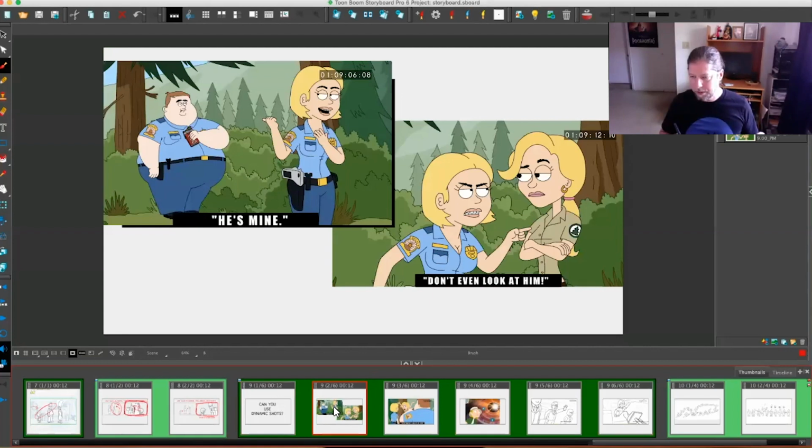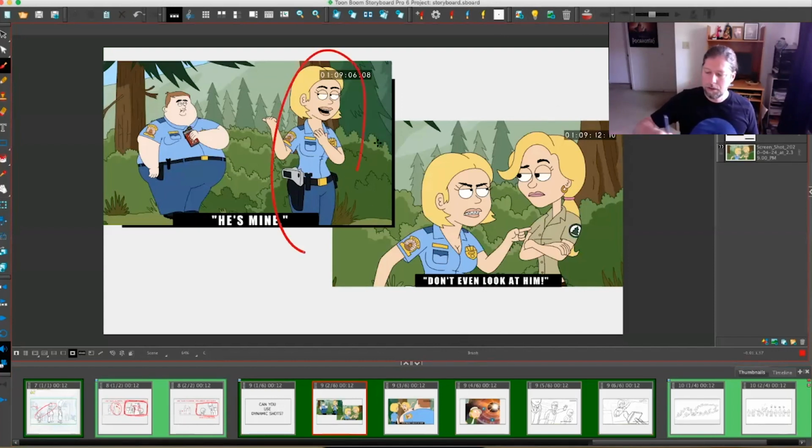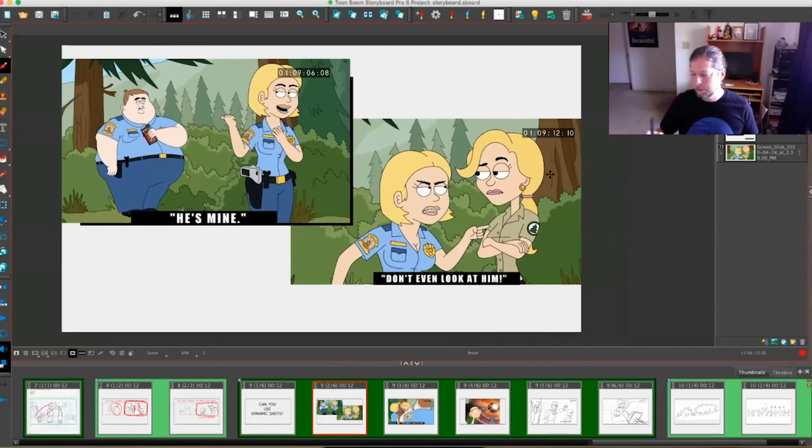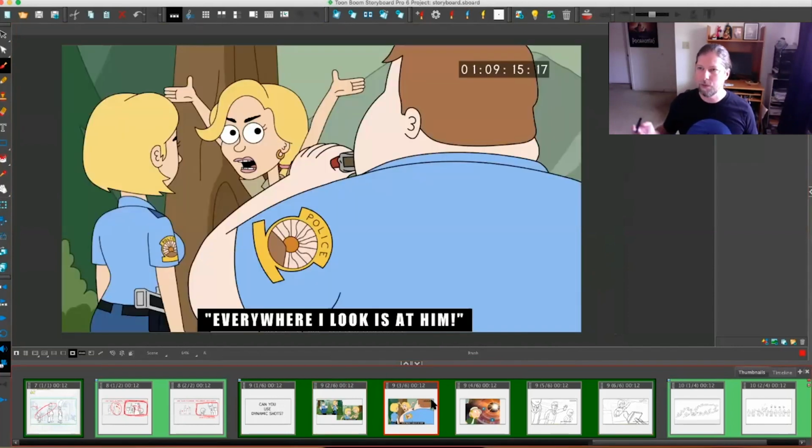So in this part of the story, Gina here is in love with Dusty, and for this joke, she is telling the other cop, Ethel from Brickleberry, that he's mine, don't even look at him. That's the setup to the joke. The joke being that Ethel says, everywhere I look is at him.